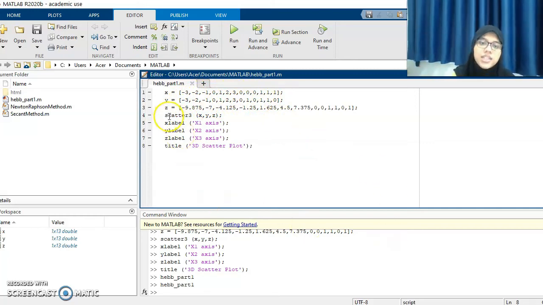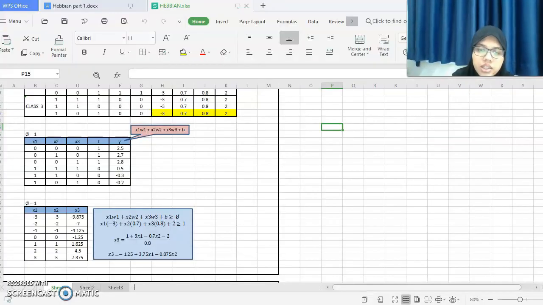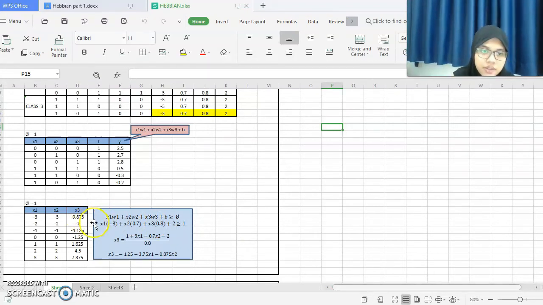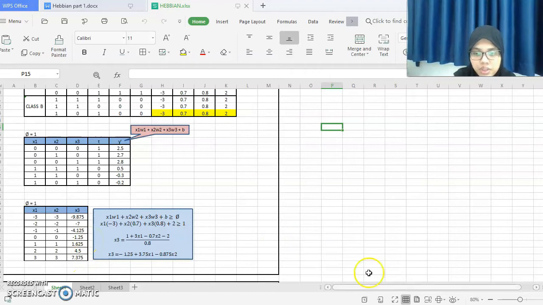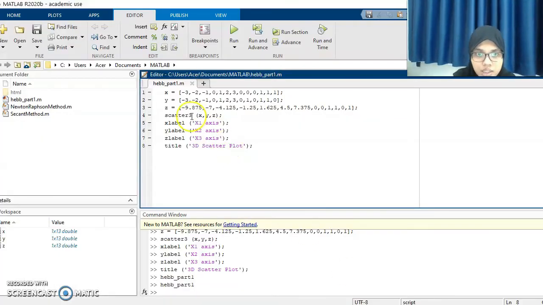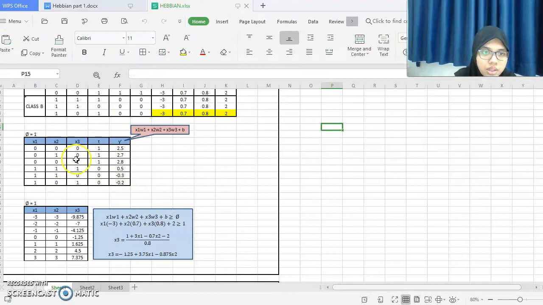For z, z is equal to x3. For x3, the coordinates are negative 9.875, negative 7, negative 4.125, negative 1.25, 1.625, 4.5, as well as 7.375. As you can see, this is the same throughout. As for this, 0.01101 is the same as the one that we get from x3.